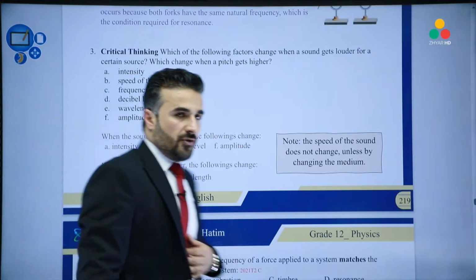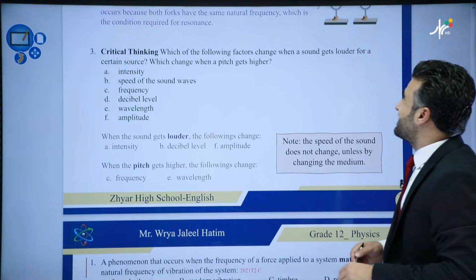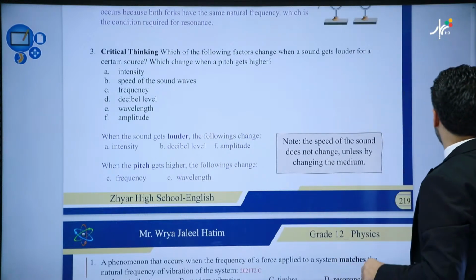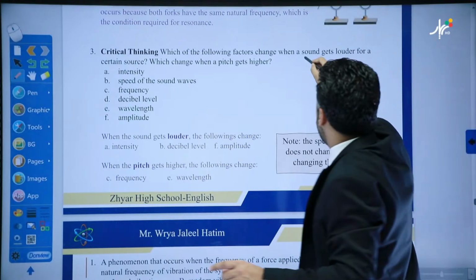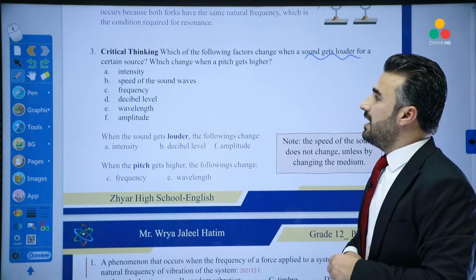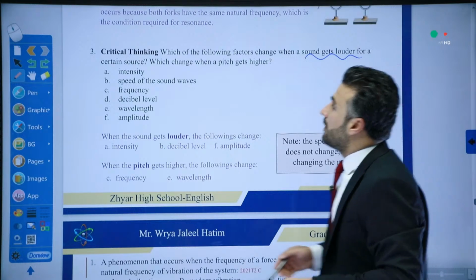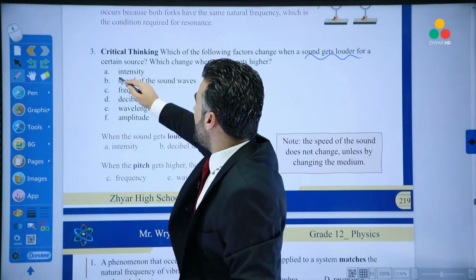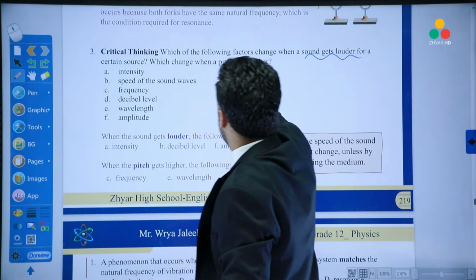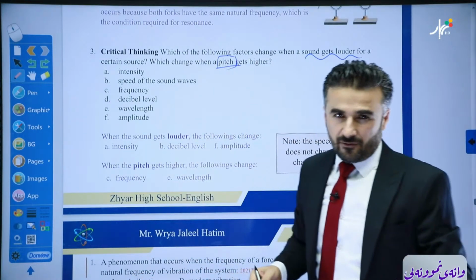All right, now we have another question. It says, critical thinking. Which of the following factors change when a sound gets louder? Remember, when a sound gets louder, we're talking about the amplitude, the intensity, or you can say the relative intensity as well. That is one. And then for the second part, it says, which will change when a pitch gets higher? Remember, pitch is related to the frequency.